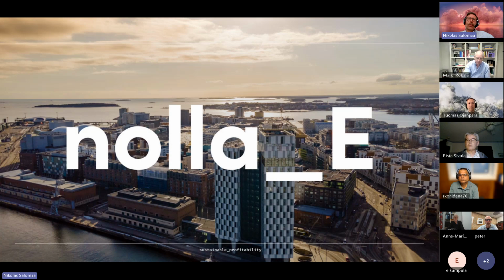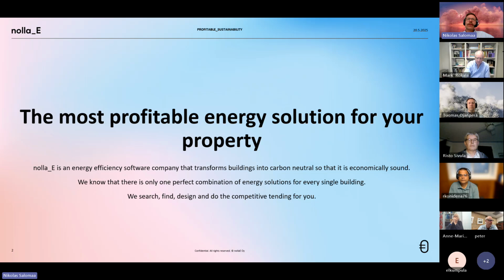When you want to make a building a zero carbon building, independently if it's a new build or if it's an existing building, there are some 1,000 different things you can do to make that building more energy efficient. And each of these 1,000 products and services, they have a cost and they have an impact on the building.